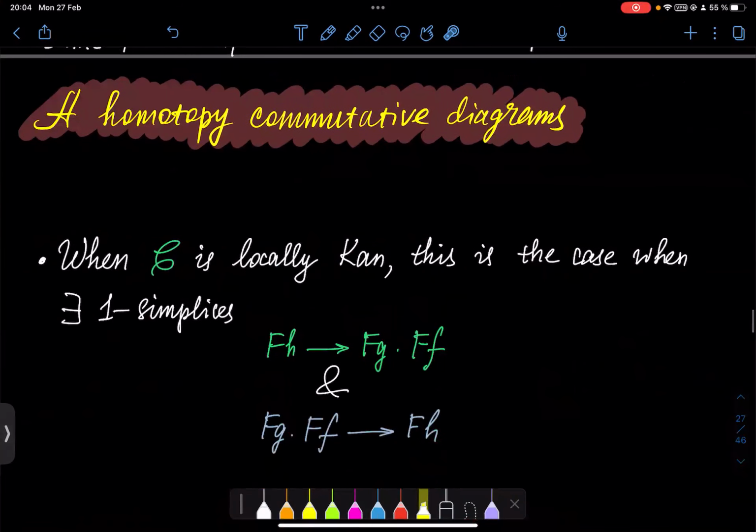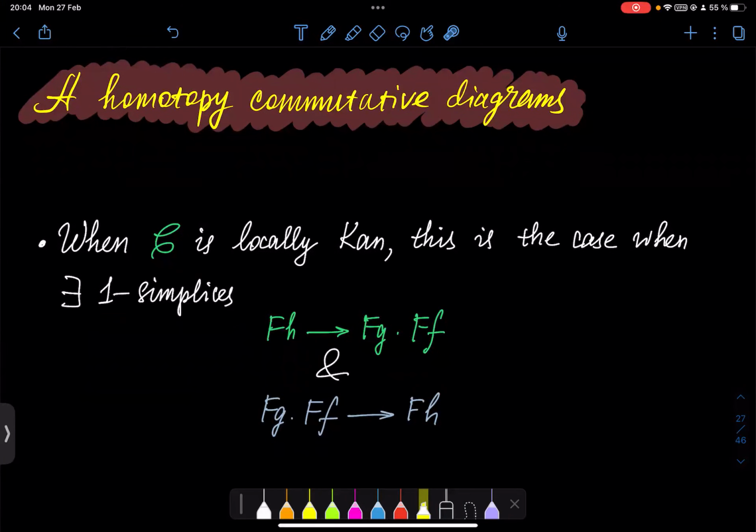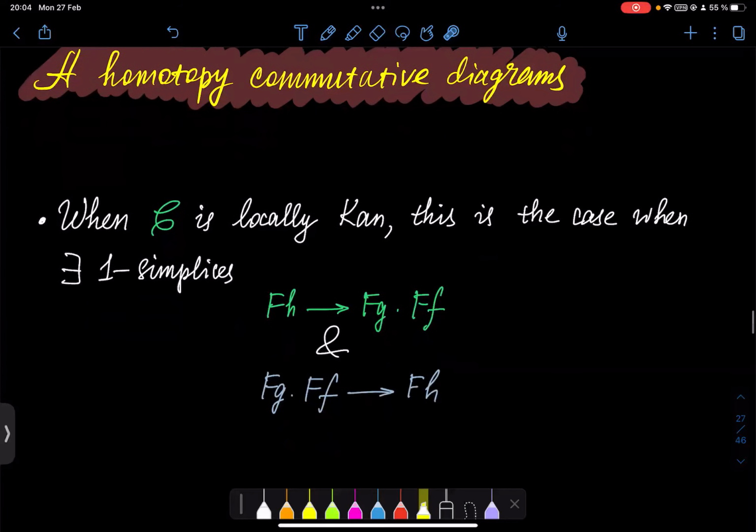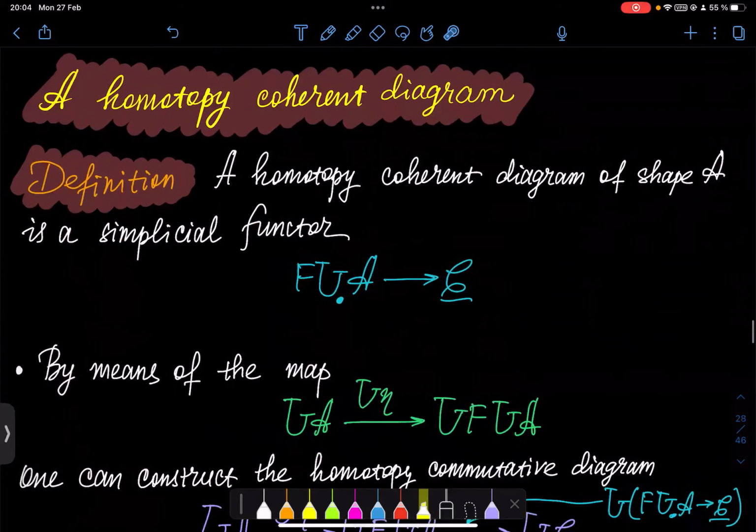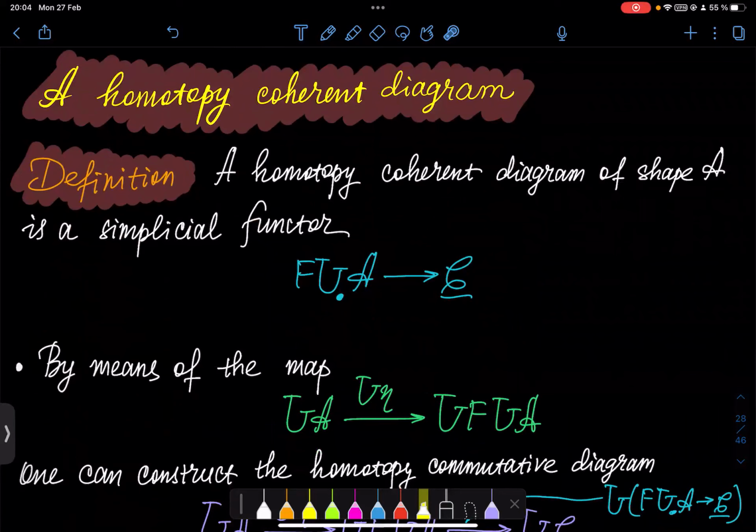And C is locally Kan when there exist one-simplices such that we have an arrow in this direction and an arrow in the opposite direction. Okay. So a homotopy coherent diagram of shape A is a simplicial functor between these simplicial categories, or equivalently, simplicial objects.